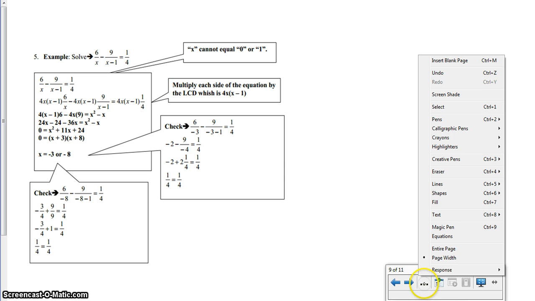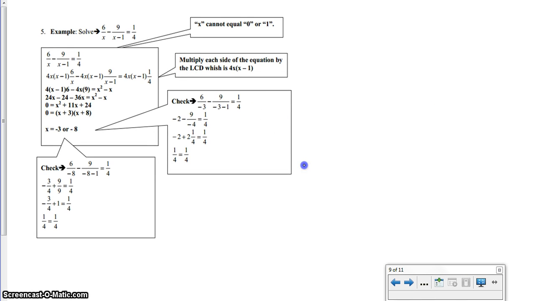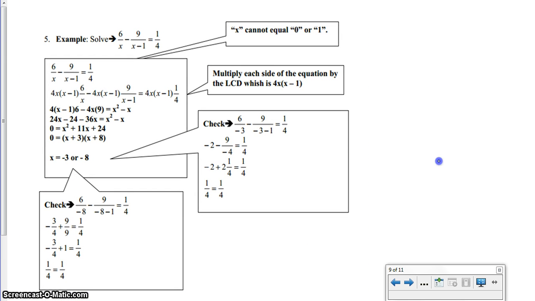One more time. Let's take a look at this one. 6 divided by x minus 9 divided by the difference of x minus 1 is equal to 1 divided by 4. Notice that the least common denominator is 4x times x minus 1. We multiply this by all of the terms, and then we solve for the problem. Go ahead and stop the video and write this example down.